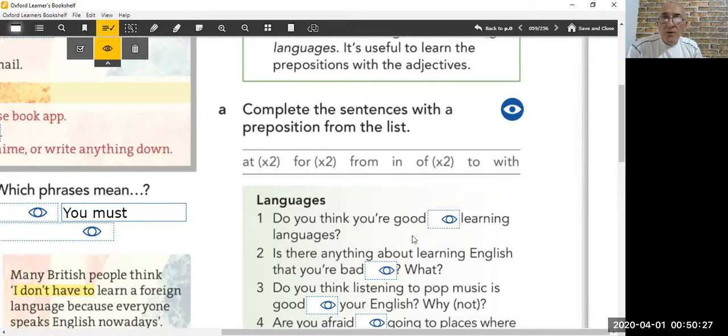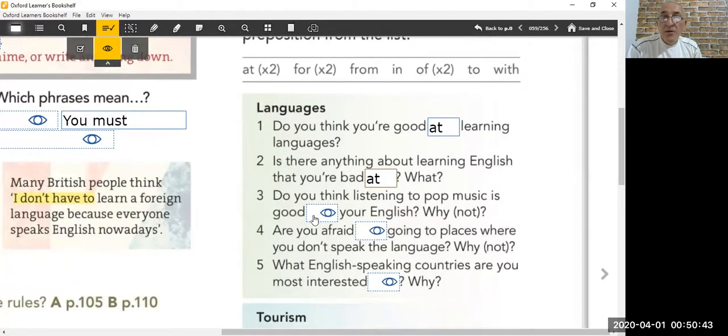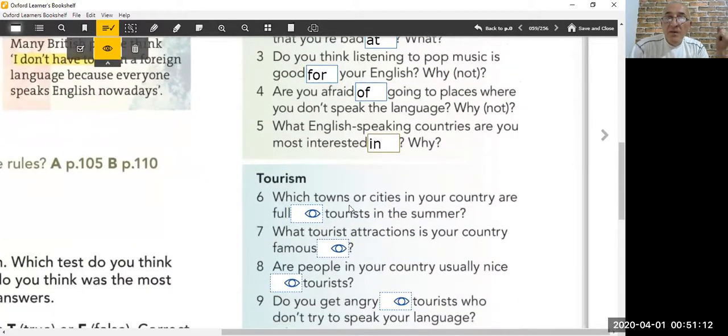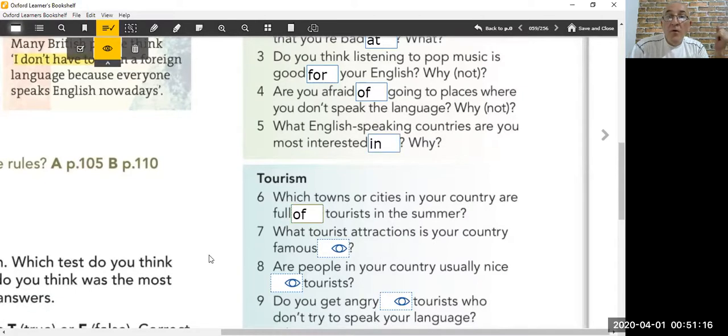Do you think you are good? Is, I think, very clear. Good at learning languages. Is there anything about learning English that you are bad at again? Do you think listening to pop music is good for your English? Are you afraid of spiders? Remember, okay? So what English-speaking countries are you most interested in? All right? So these are the prepositions. Together they make meaning. They make sense. Which towns or cities in your country are full of tourists? Full of? What tourist attractions in your country?